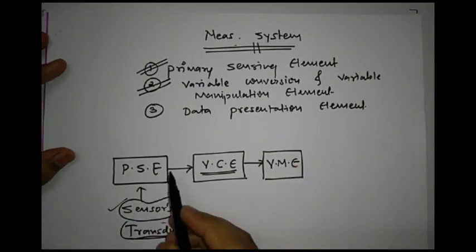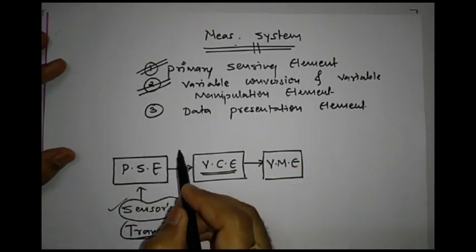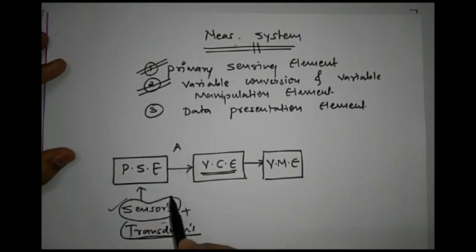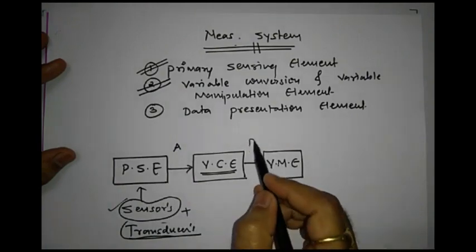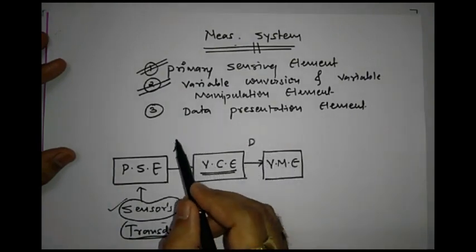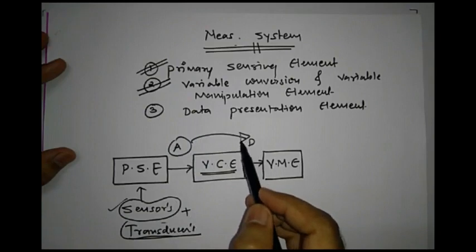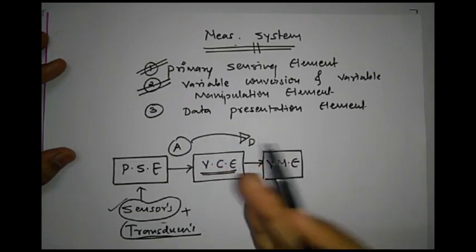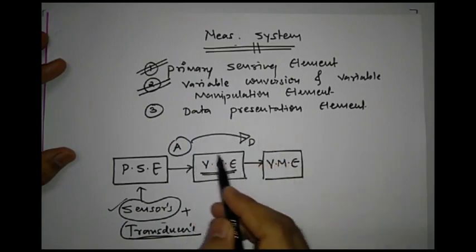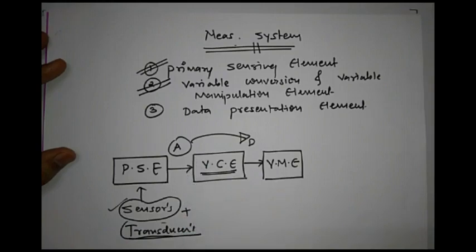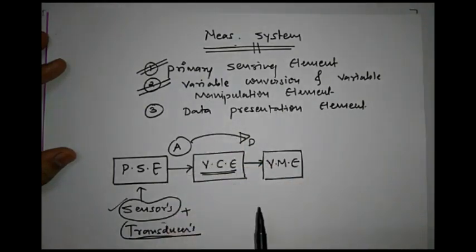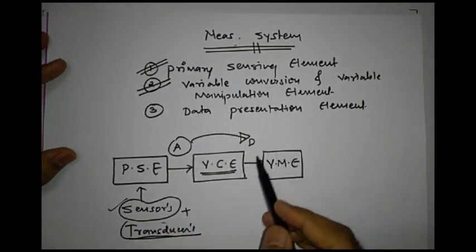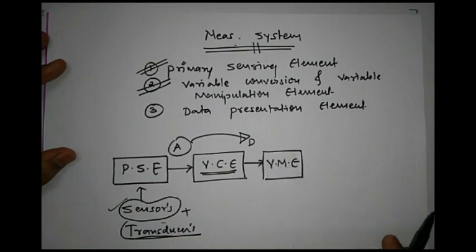For example, if the output of the primary sensing element is in analog form and the next stage of the measurement system requires the signal in digital form, it is our responsibility to convert this analog signal into a digital signal. This conversion of signal is done with the help of the variable conversion element. So an analog to digital converter we need to implement in this block, which will act as the variable conversion element. Now, what is the purpose of using the variable manipulation element?